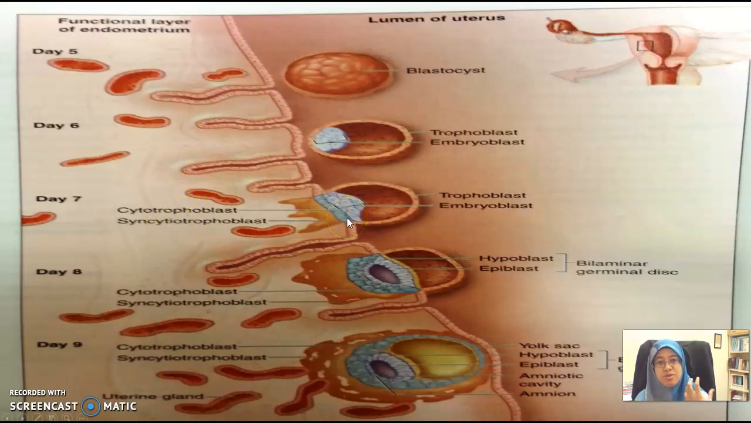The cytotrophoblast is the one that produces a hormone that helps to maintain the corpus luteum in order to maintain the wall of the endometrium here. So if you still remember the ovarian cycle, there are hormones that help to maintain it. I already mentioned that in the first part of the video. The hormone is very important to maintain the thickness of the wall of the endometrium, so that it's ready to receive the implanted embryo, the blastocyst.